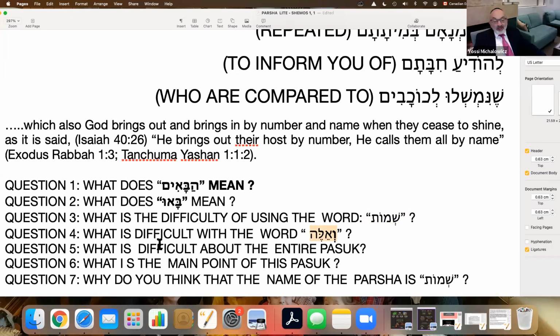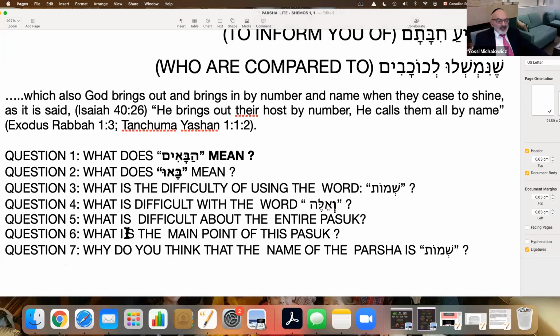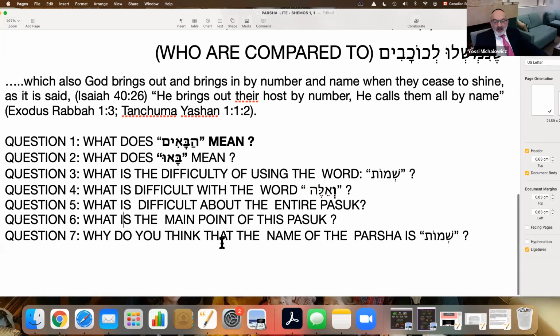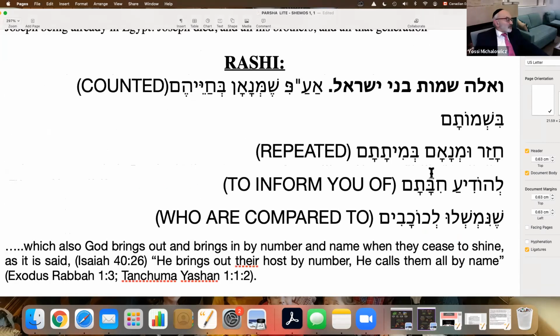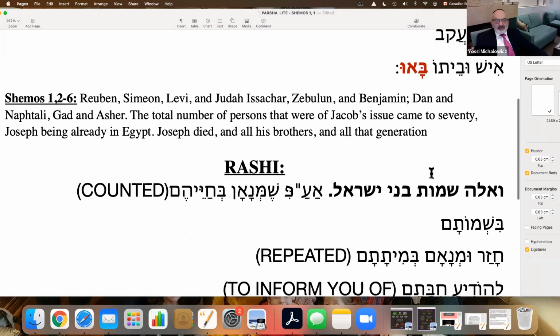Question 5, what is difficult about the entire pasuk? Question 6, what is the main point of this pasuk? What's it coming to teach us? Question 7, why do you think that the name of the Parsha is this word? And you can't just say because it's one of the first words in the Parsha. That's a cop-out answer.